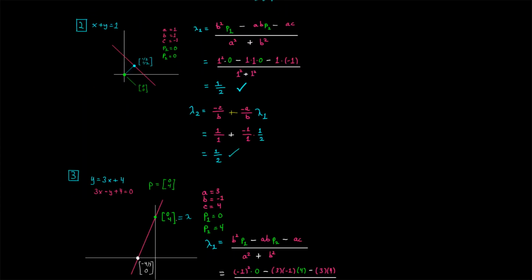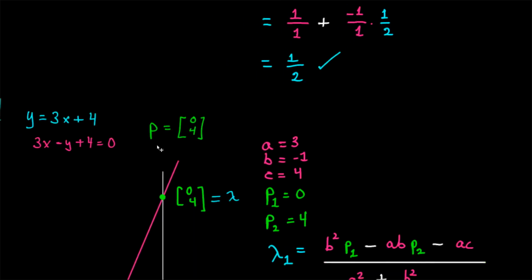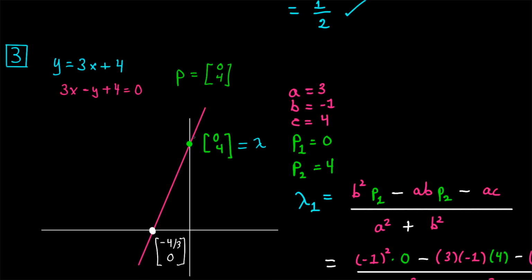And then I wanted to show you that this works actually in the special case I outlined above, where the point is on the line. So y is equal to 3x plus 4, so it kind of looks like this. 3x minus y plus 4 is equal to 0, so I just rearranged the equation. P is equal to 0, 4, which is definitely on the line. All right, so we have a is equal to 3, b is equal to minus 1, and c is equal to 4. P1 is equal to 0, P2 is equal to 4.